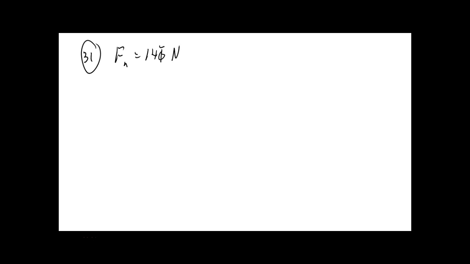Now the A part, if the discus has an acceleration of 19.0 meters per second squared, my word, that's a big acceleration. A is 19.0 meters per second squared. What is the mass of the discus? So we're looking for the mass.